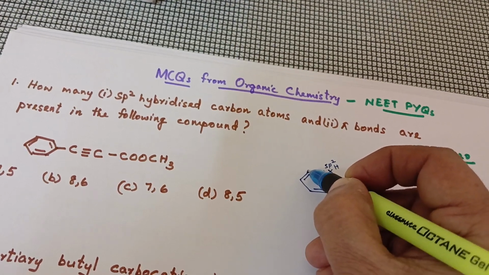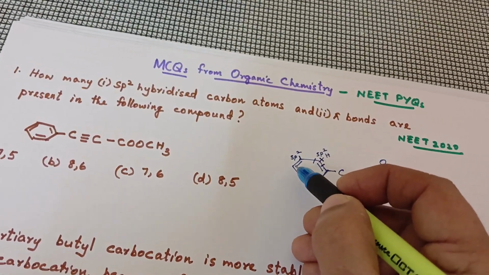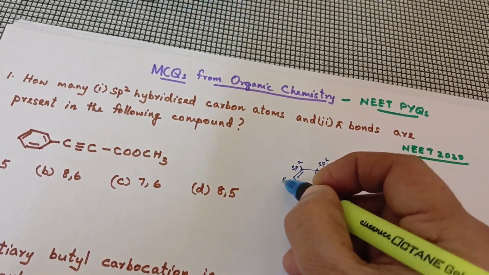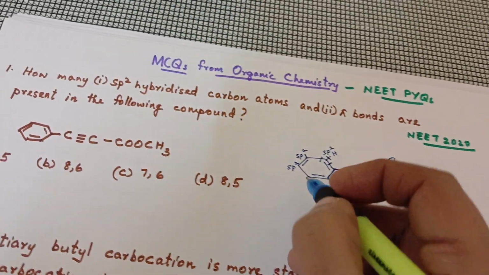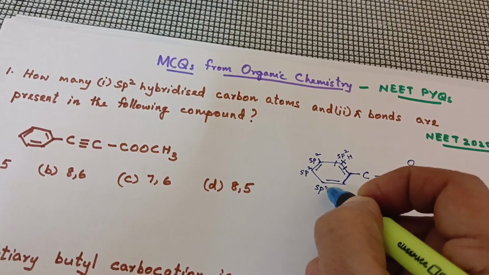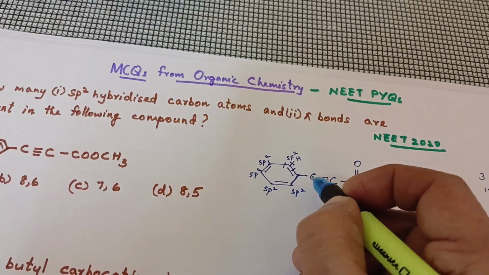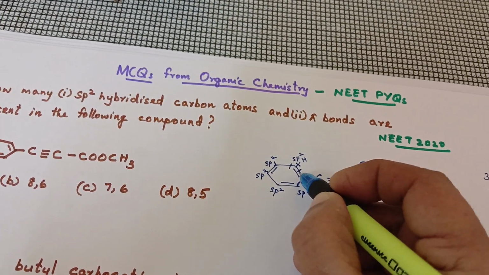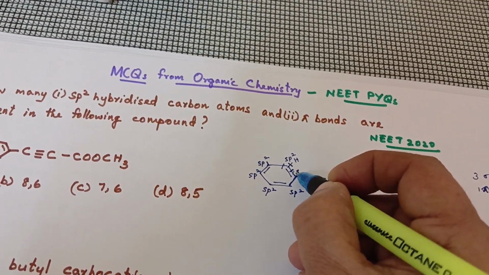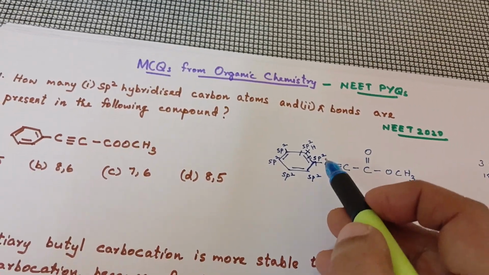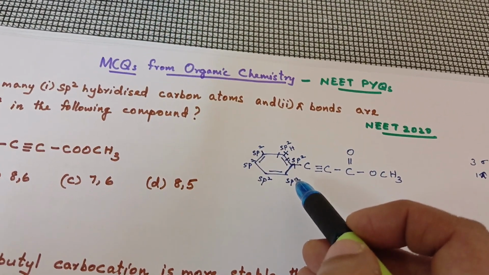Similarly, here also you have sp2 hybridized carbon. So wherever there are these double bonds here on the ring, you have sp2. All carbons on the benzene ring are sp2 hybridized. This is also sp2. And here you don't have a hydrogen, but you have a carbon. So 1, 2, 3. 3 sigma and 1 double. So this is also sp2. So 6 sp2 carbons on the ring, benzene ring.